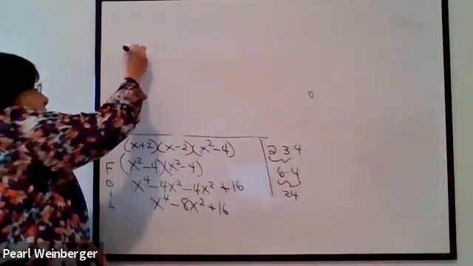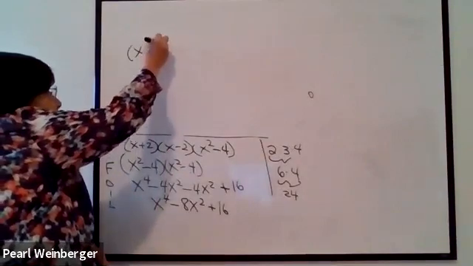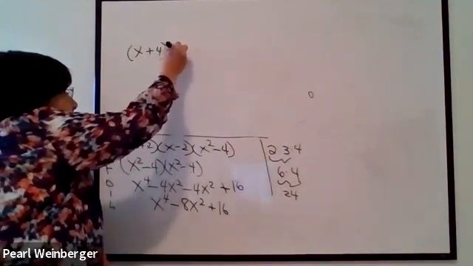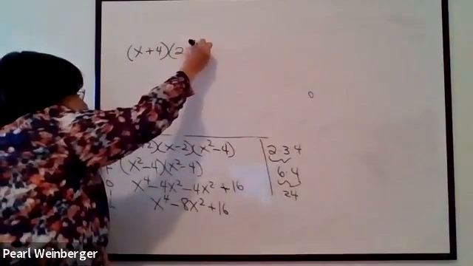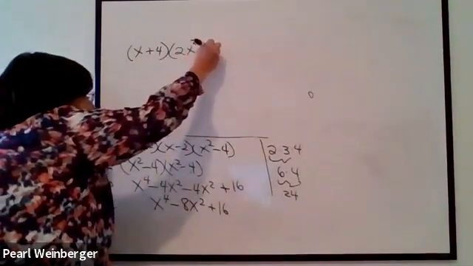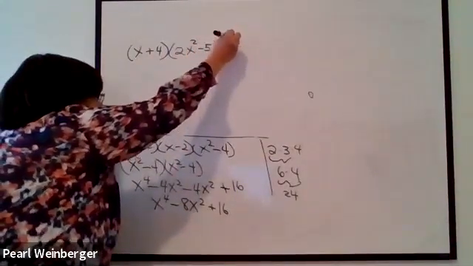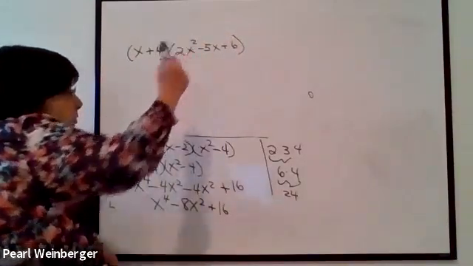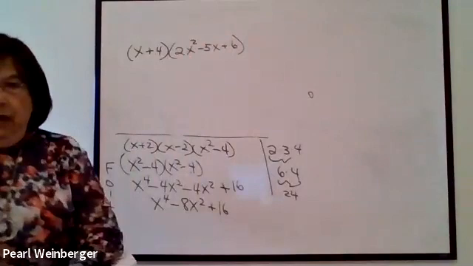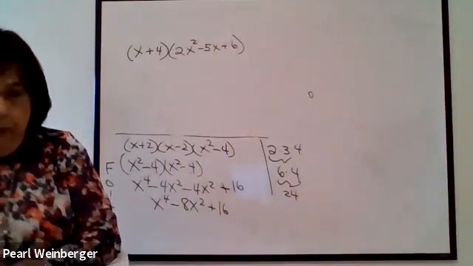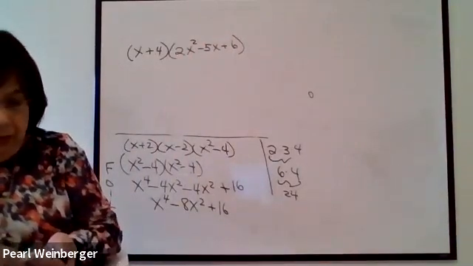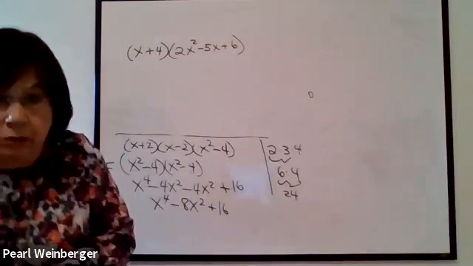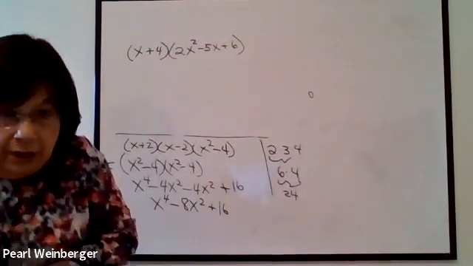Suppose I have x plus 4 times 2x squared minus 5x plus 6. Let's see if you could multiply this binomial by this trinomial and come out with your answer in simplest form. While you are doing that, I'm going to be calling attendance, so please listen for your name.